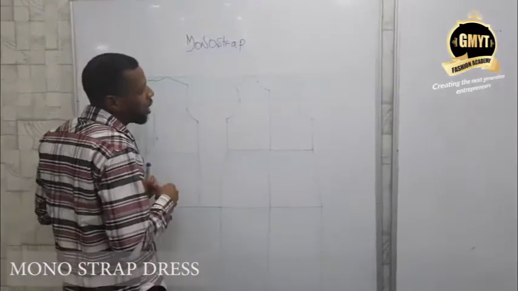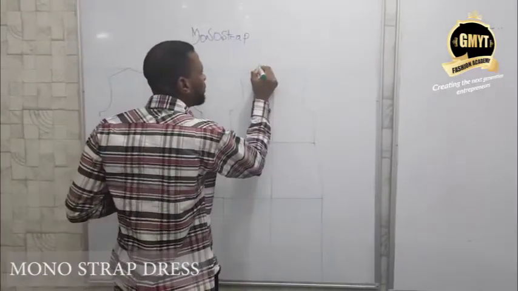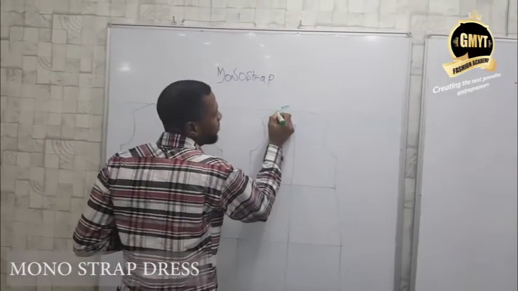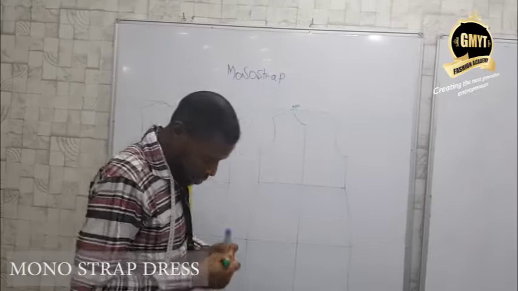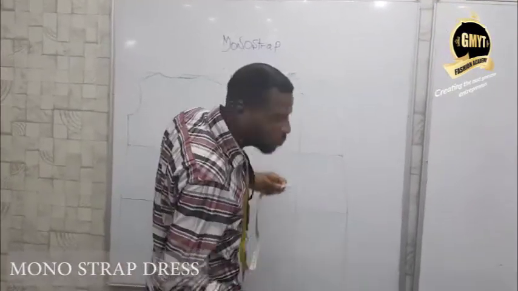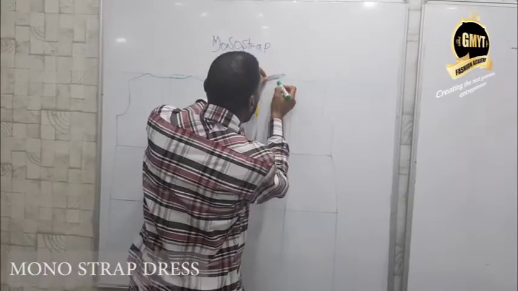Now, I want to start with mine. From your hand P, go inward by 2 or 3 cm. From the hand P, measure in 2 to 3 cm. On mine, I'm going to do 3 cm here.